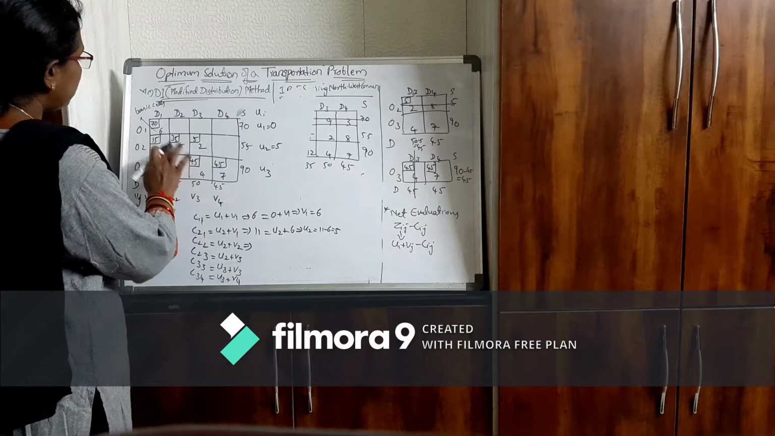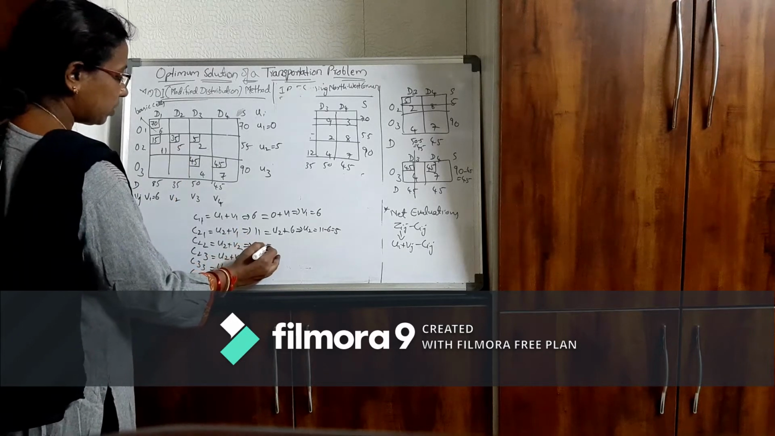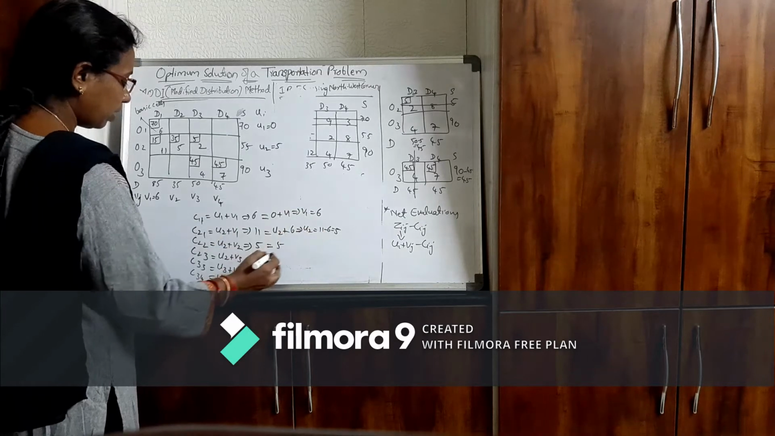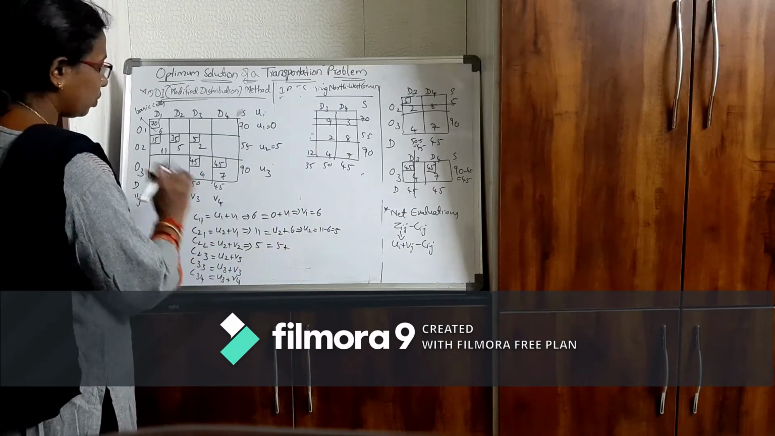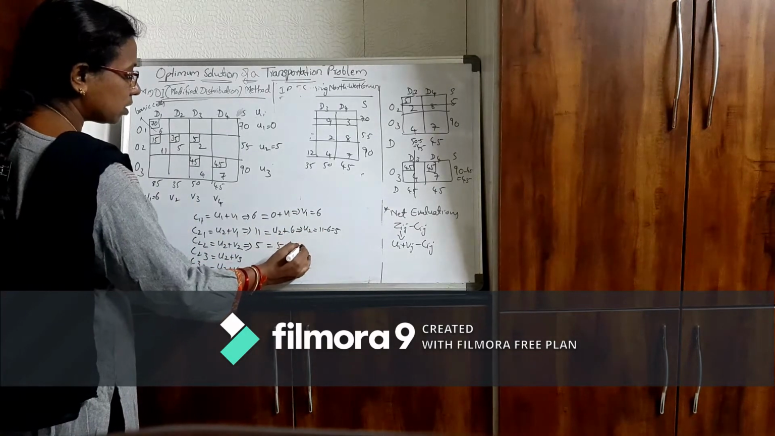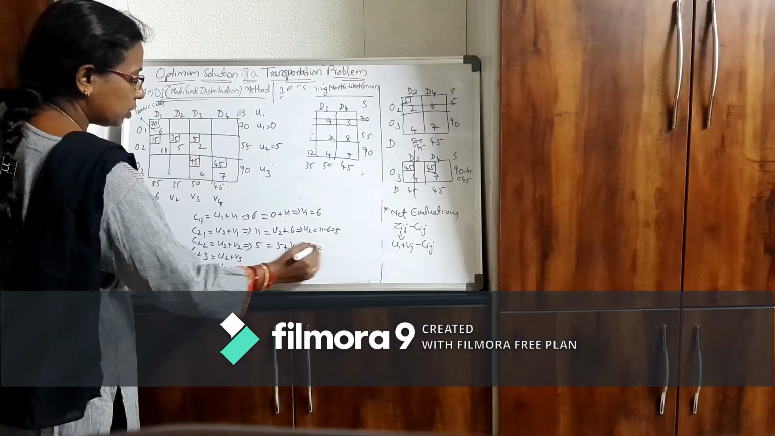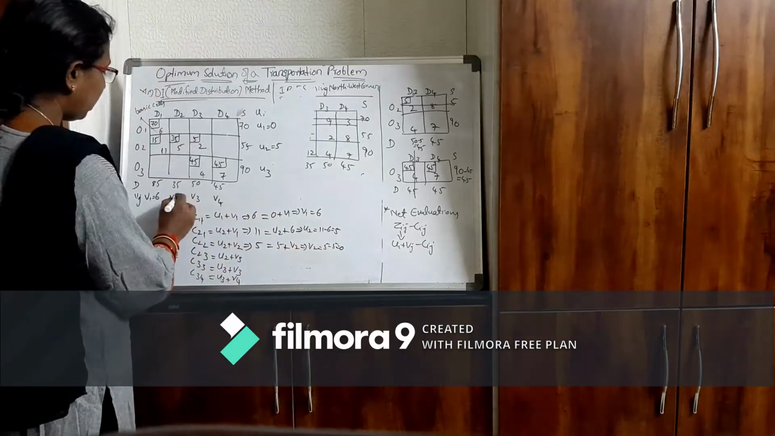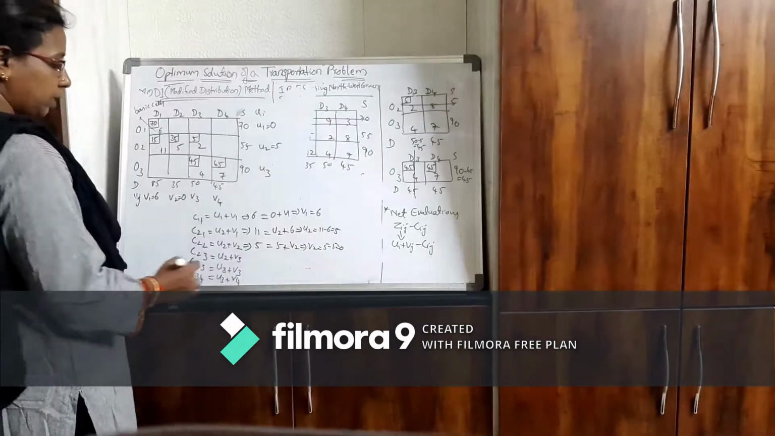What is C22? C22 is 5. 5 is equal to U2 plus V2. What is U2? U2 is 5. You got U2 as 5. Plus V2. V2 we don't know, so I'll write V2 as it is. So this implies V2 is equal to 5 minus 5, which is 0. So now I got V2 as 0.